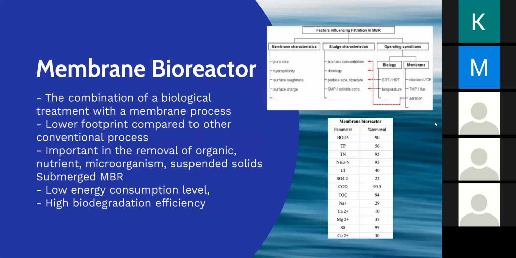Submerged MBR is our preferred configuration due to its low energy consumption and high biodegradation efficiency compared to side-stream membrane bioreactor. There are factors that influence filtration in MBR, for example, the membrane characteristics, sludge characteristics, as well as operating conditions. In the future lab, students should be able to experiment with these variables and analyze how a control variable can affect the system performance.